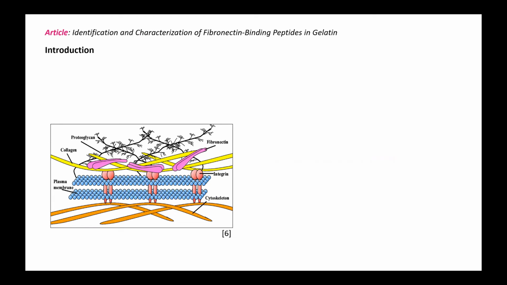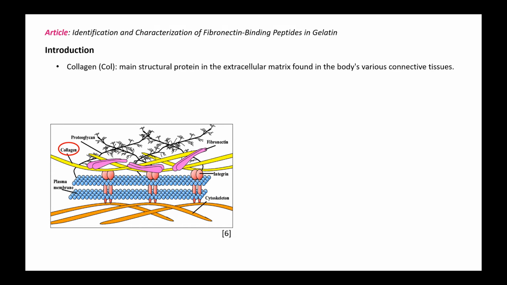The first part, the introduction, is to give you the context, general idea, and purpose of this research. Here I have a figure illustrating the extracellular matrix of the cells. This is a large network of proteins and other molecules that surround, support, and give structure to cells and tissue in the body. In this experiment, we have collagen. This is the main structural protein in the extracellular matrix, and it is found in various connective tissues of the body.